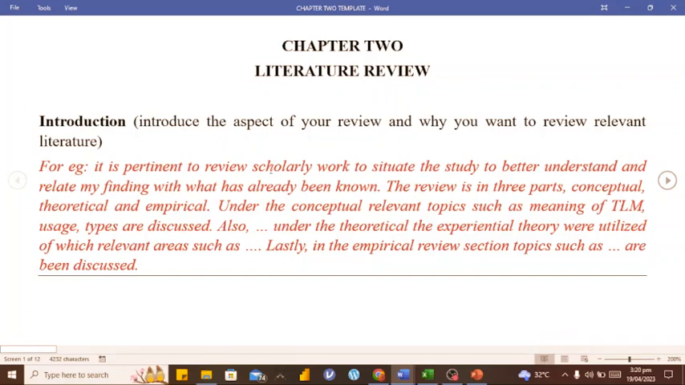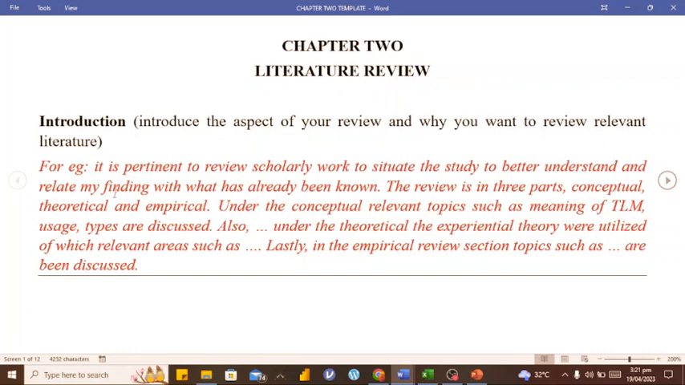Then from there, we said every literature review has 3 parts: the introduction, the body, and the conclusion. And we also said the body has 3 parts: the conceptual review, empirical review, and theoretical review. When it comes to the introduction, you introduce the aspect of the review and why you want to review relevant literature. I've given an example of how you can start: it is pertinent to review scholarly work to situate the study and to better understand and relate my findings with what is already known.